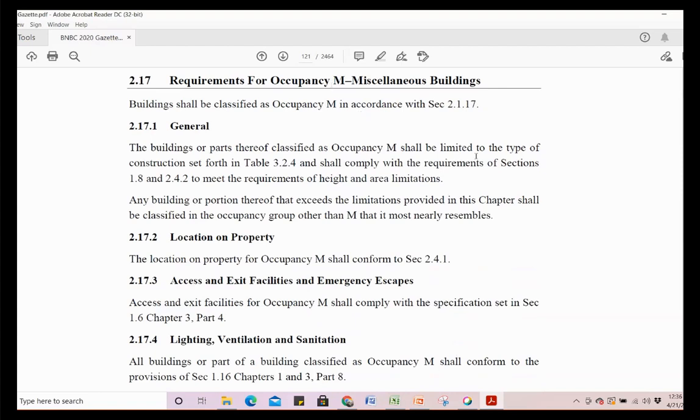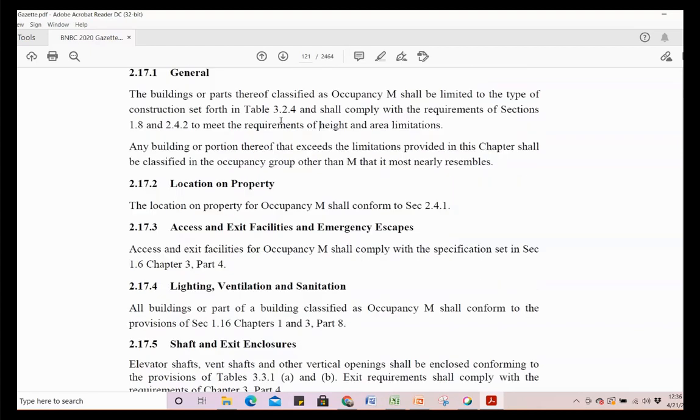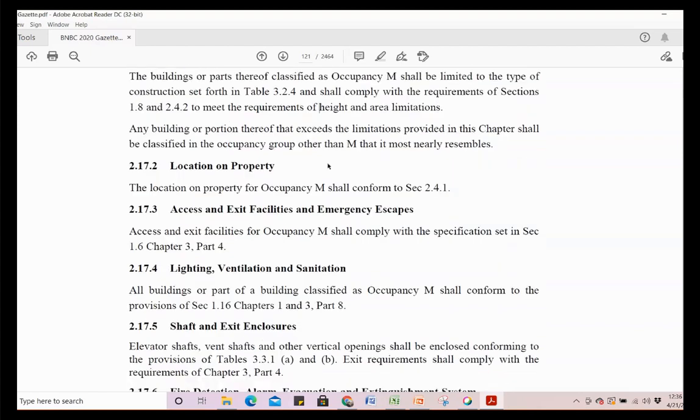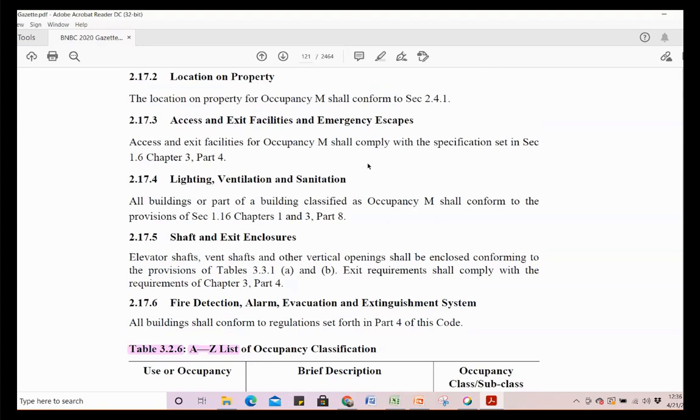Requirement for occupancy M, or miscellaneous, as we already know, has two subcategories: M1 and M2. The buildings or parts thereof classified as occupancy M shall be limited to the type of construction set forth in 3.2.4 and shall comply with the requirement of the section. It is general information or references leading to other chapters and parts. So it is quite common.